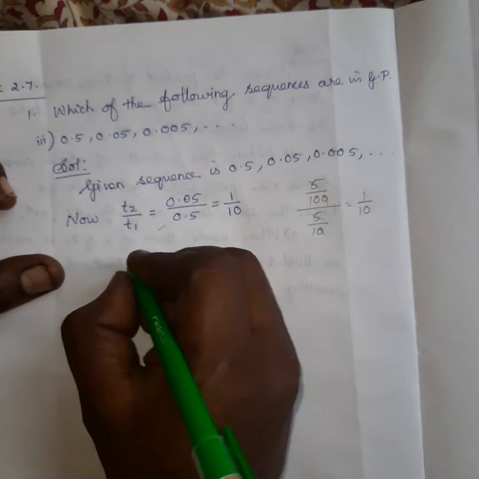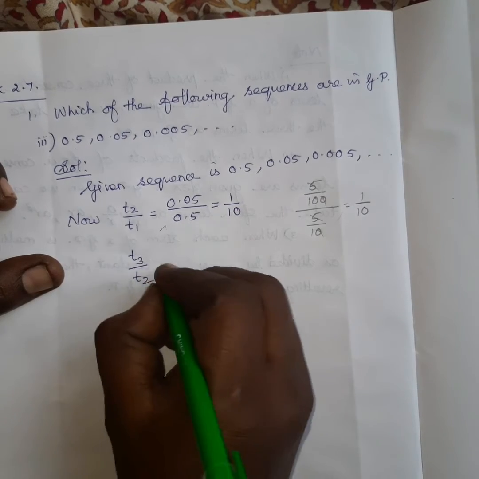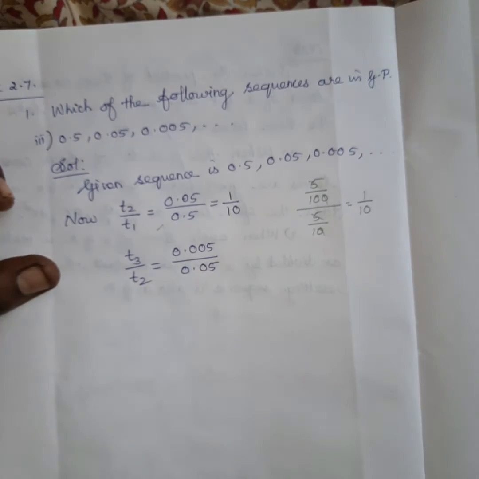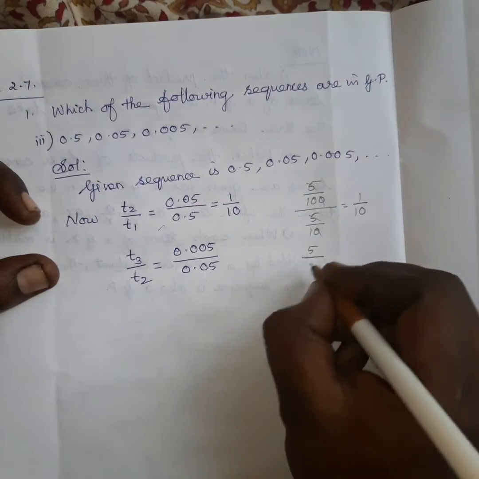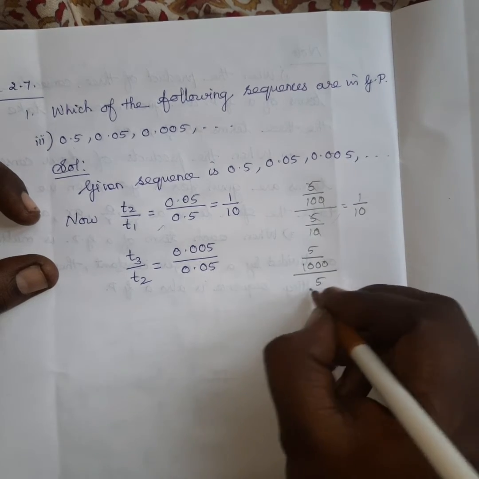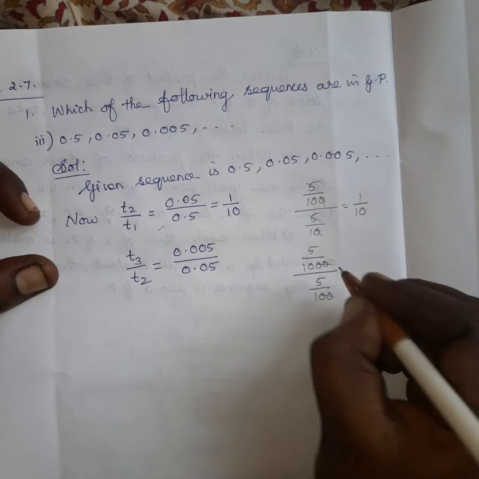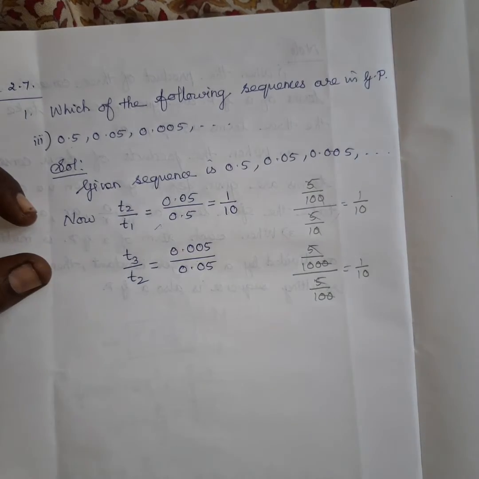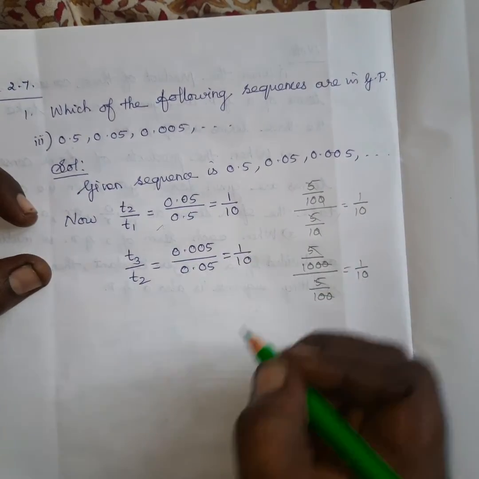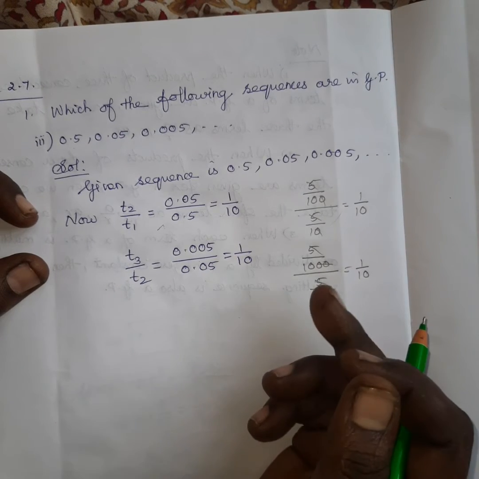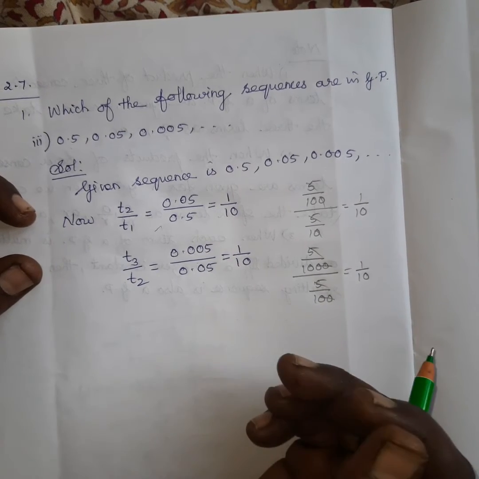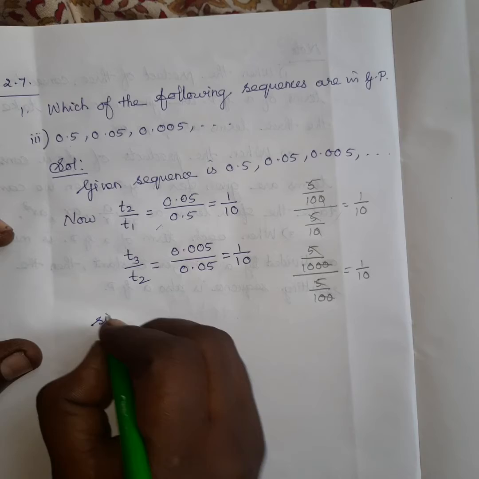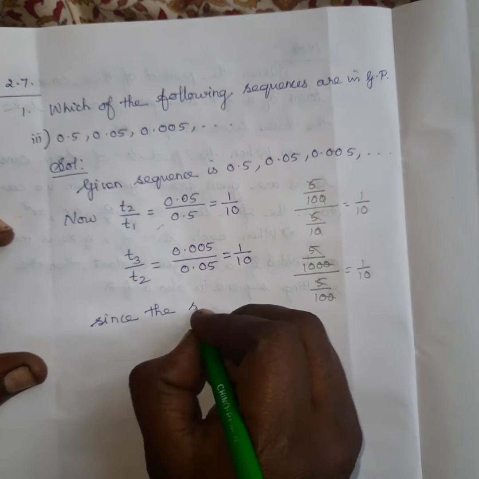What about T3 divided by T2? T3 divided by T2 is equal to 0.005 divided by 0.05. Like the same, this is 5 by 1000, the whole divided by 5 by 100. So these two zeros you can cancel, and 5 you can cancel. Here also you get 1 by 10. So this value is also equal to 1 by 10. Since the ratios are equal, we can say 1 by 10 is the common ratio and the given sequence is in GP.